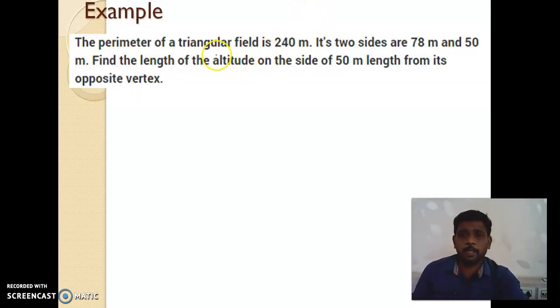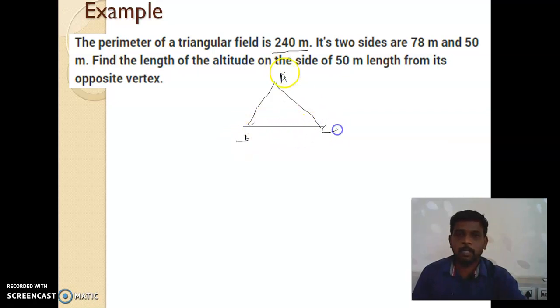The perimeter of the triangular field is 240 meter. Its two sides are 78 meter and 50 meter. Find the length of the altitude on the side of 50 meter length from its opposite vertex. So it's a triangular field. Let us take this as triangle ABC. Here the perimeter is given as 240 meter. The perimeter is the sum of all three sides. And one of the sides is 78 meter and another is 50 meter. Let us take this one as 50 meter.